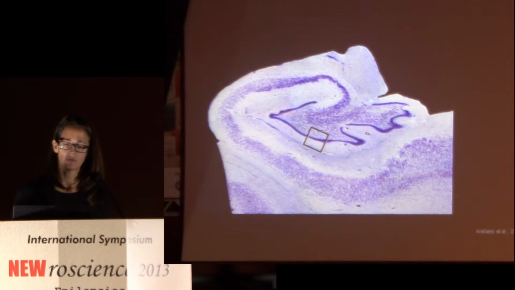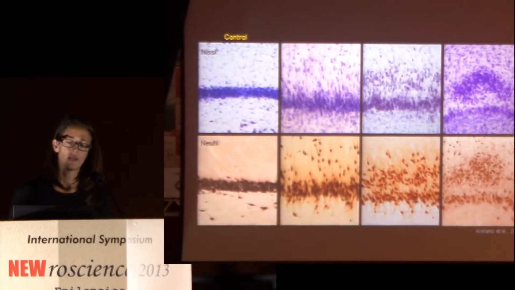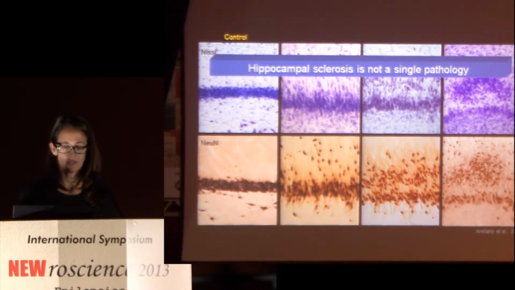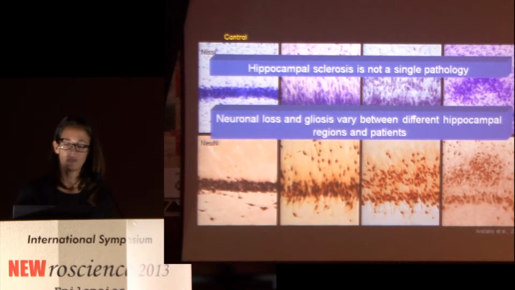And also in the dentate gyrus, when we examine different patients, we can find that there is a variety of changes. This is the control patient without sclerosis, and these are 3 different patients with hippocampal sclerosis. We can observe several different changes, in which there is a typical dispersion of the dentate gyrus cells, and also a double layer or clustering. So we think that hippocampal sclerosis is not a single pathology, and the neuronal loss and gliosis vary between different hippocampal regions and patients.